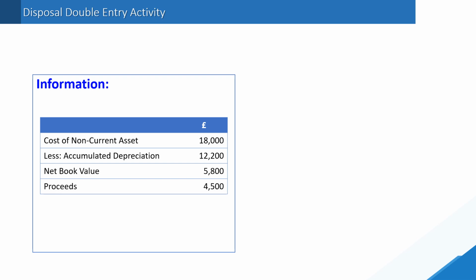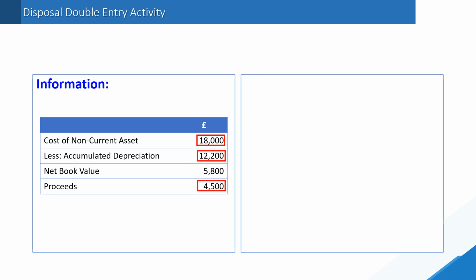And we were told that the proceeds were 4.5. And we've done the maths, so we know that unfortunately it was indeed a loss on disposal. But what we want to do now is take that information and apply it to the 3 steps. We want to do double entry. So we're going to take the information the question gave us, the 18,000, the cost, the depreciation at 12,200 and the proceeds at 4,500. We've got the numbers for those 3 steps. All we need to do is the double entry.